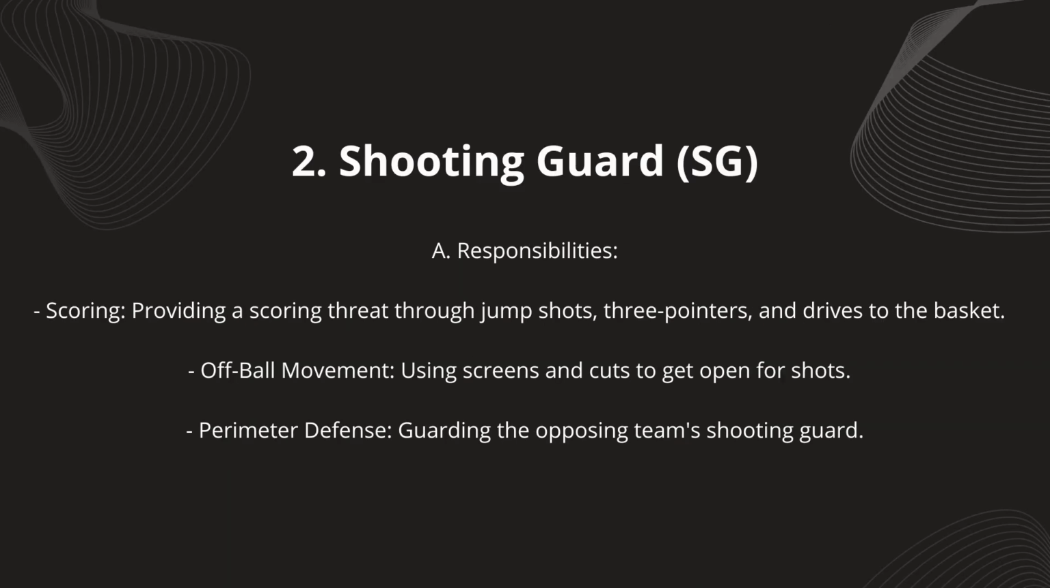And the second one is shooting guard. Basically his responsibilities are scoring, off-ball movement, and perimeter defense. He's the key scorer, often serving as a primary offensive weapon and contributing to the perimeter defense.